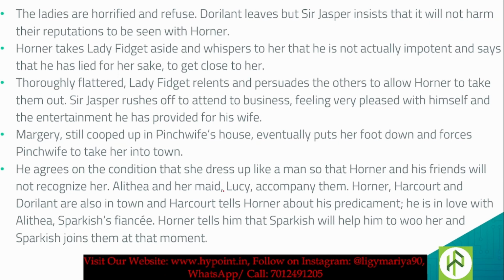So Alethea is Pinchwife's sister, and her maid Lucy, both of them accompanied them. Honor, Harcourt and Dorland are also in town, and Harcourt tells Honor about his predicament. He is in love with Alethea, Sparkish's fiancée. Honor tells him that Sparkish will help him to woo her, and Sparkish joins them at the moment.